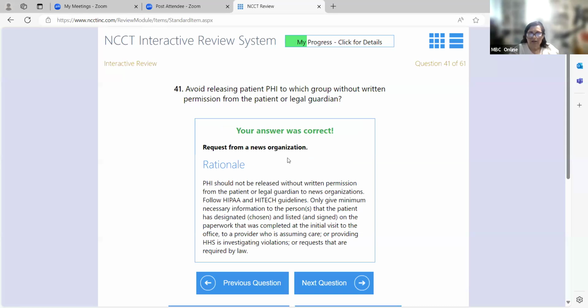Right. The correct answer is request from a news organization. So you cannot release protected health information of a patient without written permission to any kind of news organization. So you would follow all HIPAA and HITECH guidelines, okay? So you just want to make sure that you have written permission before you release any information of a patient.